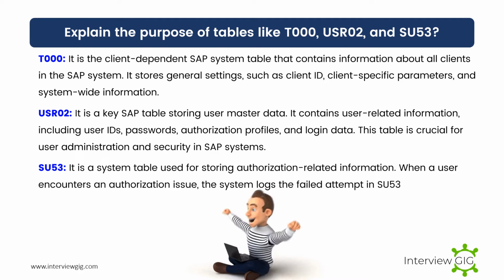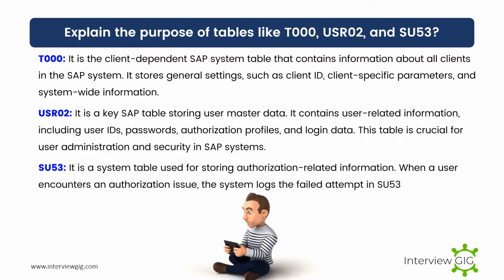Explain the purpose of tables like T000, USR02, and SU53. T000. It is the client-dependent SAP system table that contains information about all clients in the SAP system. It stores general settings, such as client ID, client-specific parameters, and system-wide information.